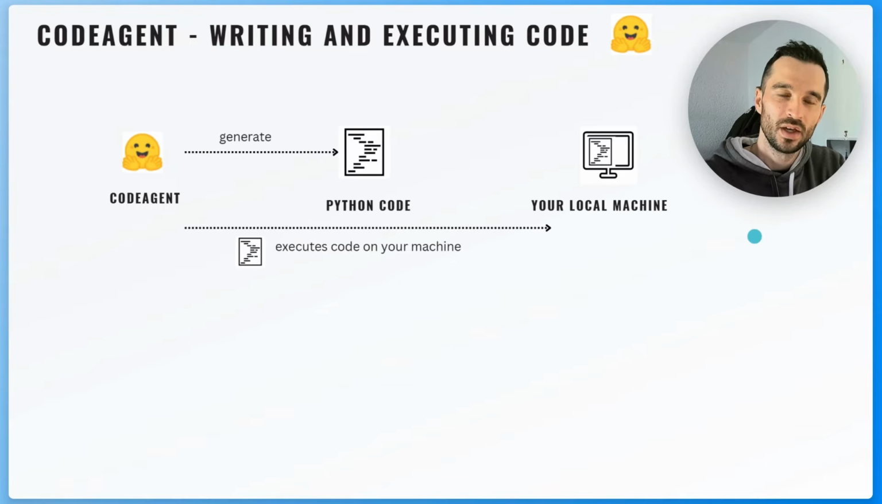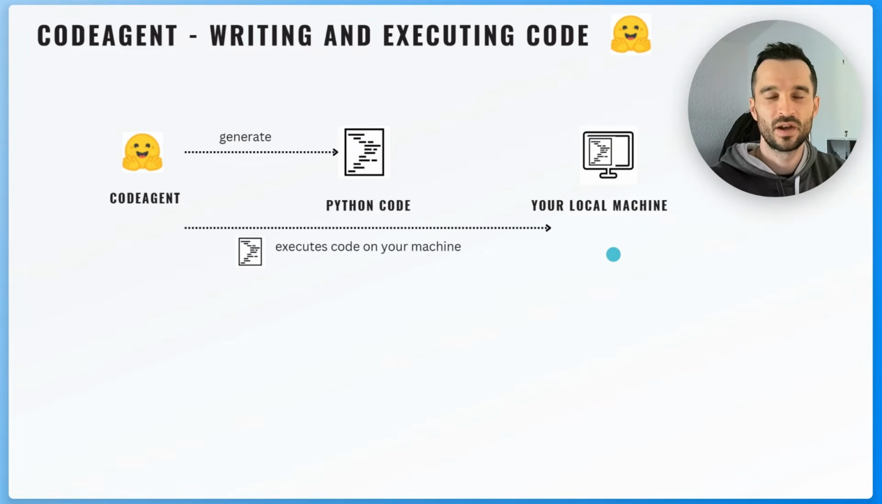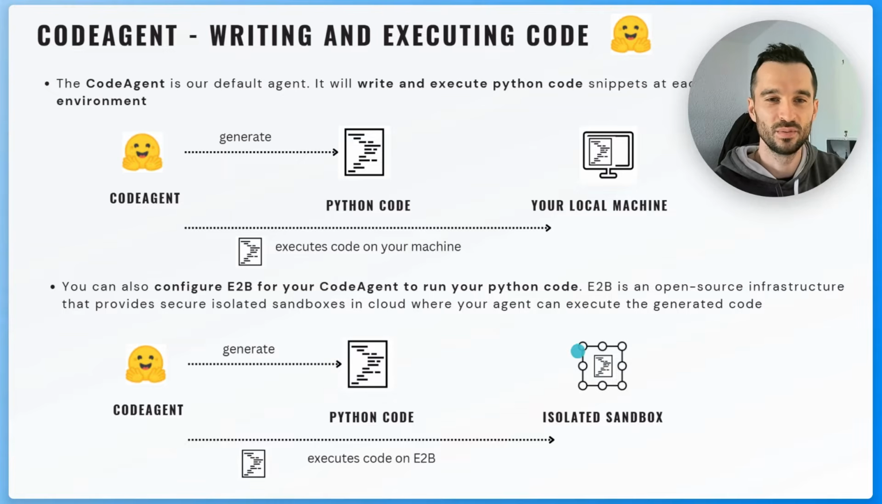The CodeAgent writes its instructions in Python code and then also executes this code on your local machine. But this raises the question: this is fine during initial local development, but how should this be done when we deploy the agent in production? Great question, and therefore you can use something like E2B. E2B is an open source infrastructure that provides secure and isolated sandboxes in the cloud where your agent can execute the generated code.